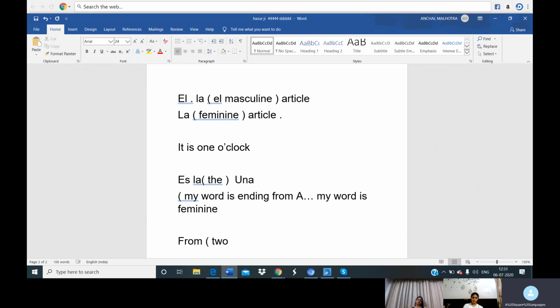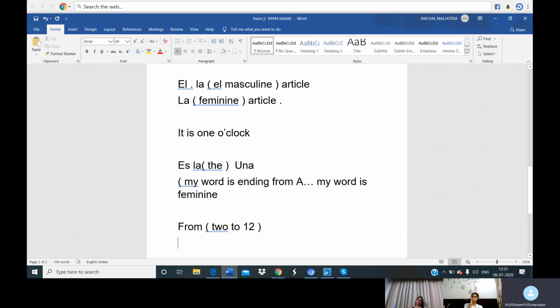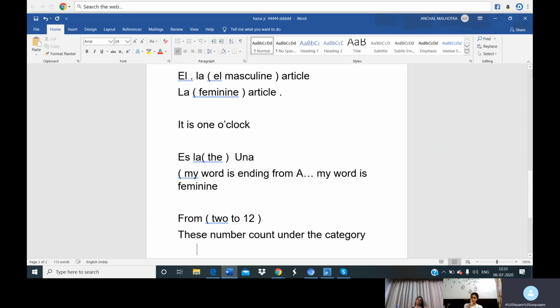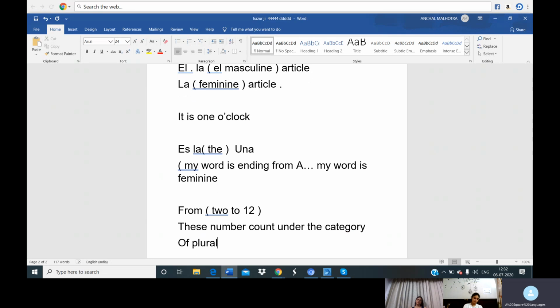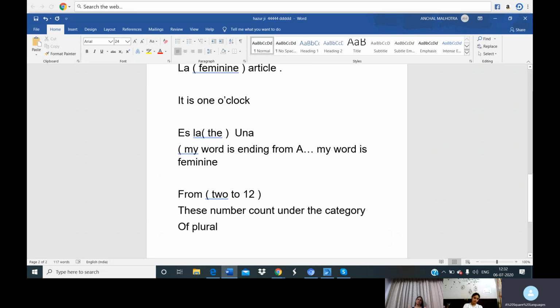Now, from 2 to 12, if you have 2 o'clock, 3 o'clock, 4 o'clock, 5 o'clock, okay, these numbers count under the category of plural. Yes, senora, category of plural. Why? Because that's a plural. Two is one plus one, right? Three, four, five, six, seven, this is my plural.